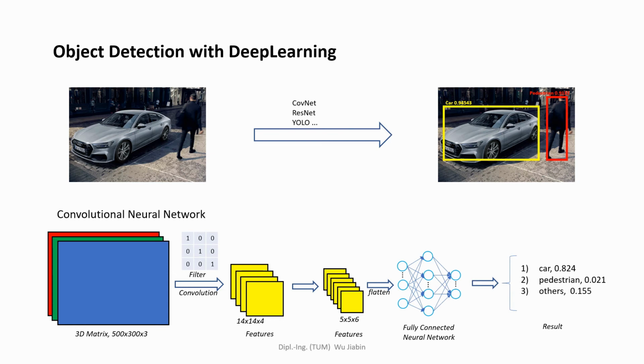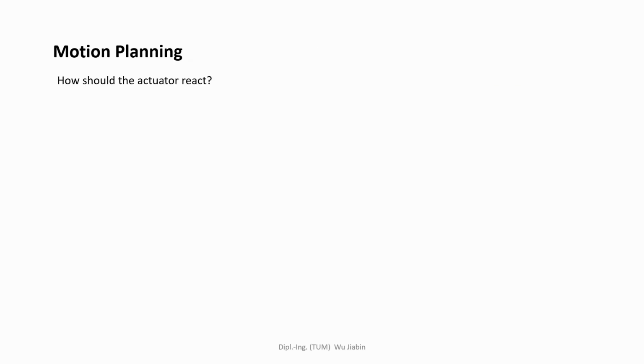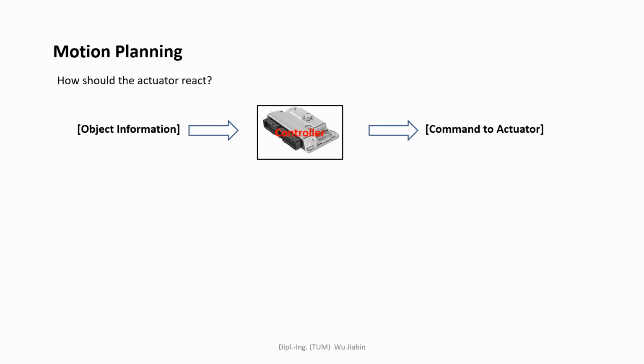So this is the first component. Then the second component, motion planning. After the environment is detected, the system now knows how many objects are around it and what they are. Then the system needs to make a decision. What to do next? The object information will be sent into the controller for decision making, and afterwards a set of commands will be sent to the actuator.